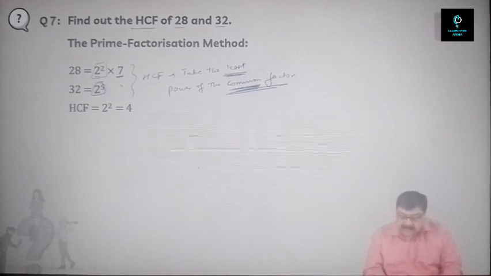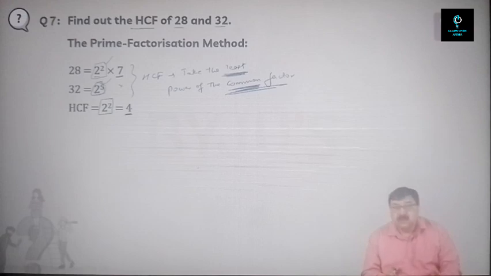Now take the least power of 2. Here we have 2 raised to power 2, and here we have 2 raised to power 5. Least of these two is 2 square, which is equal to 4. So 4 is that highest number which will divide both 28 and 32, so as to say 4 is the HCF of 28 and 32.